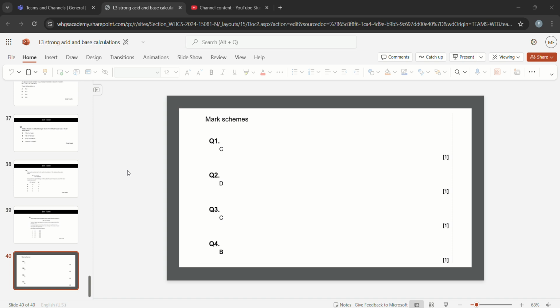Okay, I think the answer is C. It's definitely between C and D, but I think it's C. Okay, question 3.